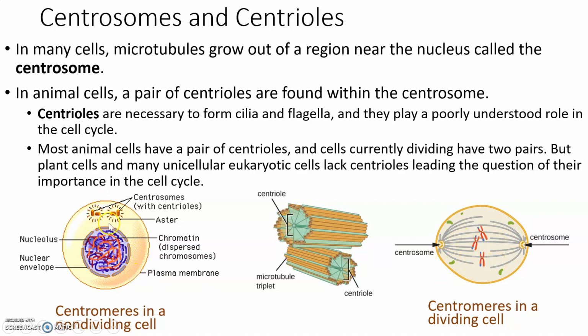So here's a non-dividing cell, with the centrosome just sitting by itself, and here is that same cell dividing, and we can see these microtubules coming out of the centrosome, and they're grabbing the DNA, the chromosomes, and they're going to pull them to opposite sides to kind of help separate the DNA during cell division.